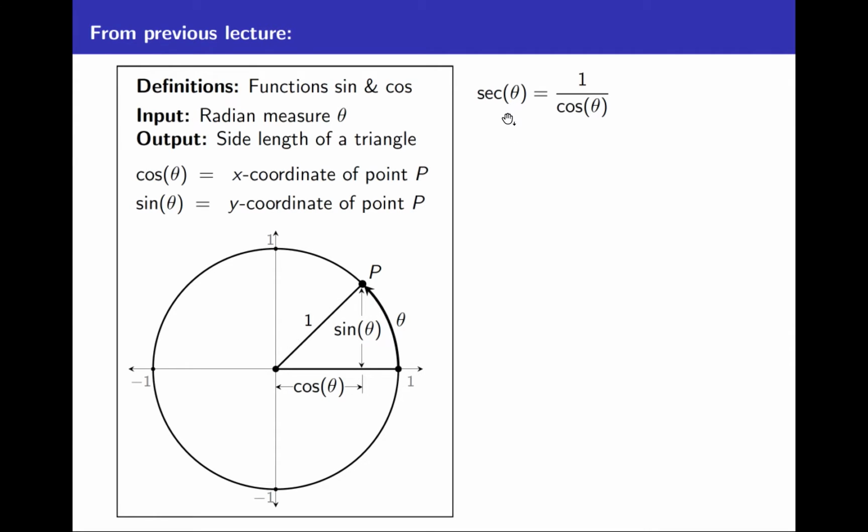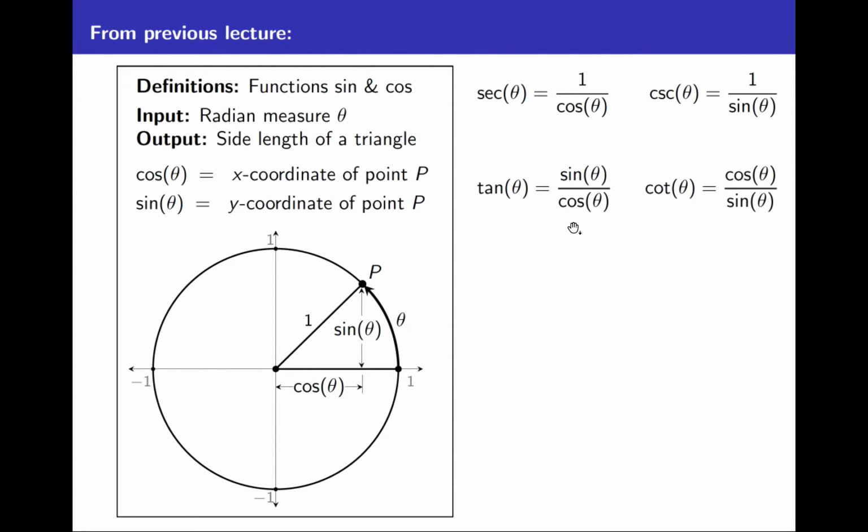Secant theta is defined to be 1 over cosine theta. The trig function cosecant theta is 1 over sine theta. Tangent theta is sine theta over cosine theta. And cotangent theta is cosine theta over sine theta. So these remaining 4 trig functions here are expressible in terms of sine and cosine. And last time we looked at examples of all of these functions.